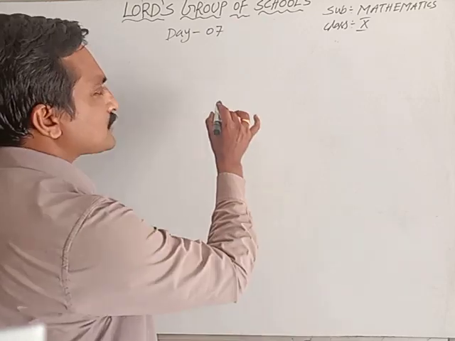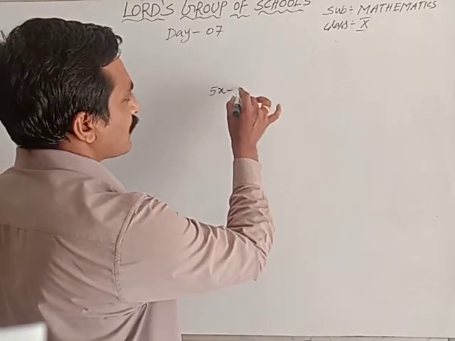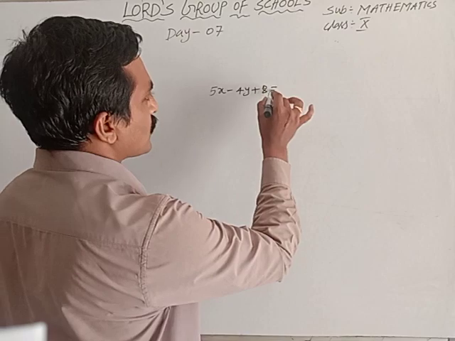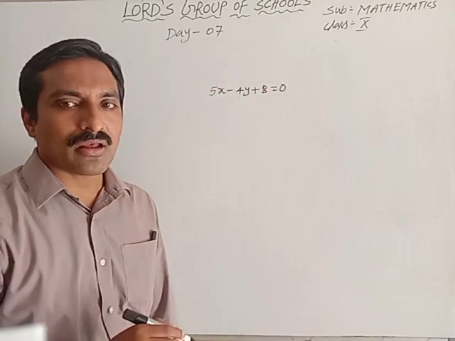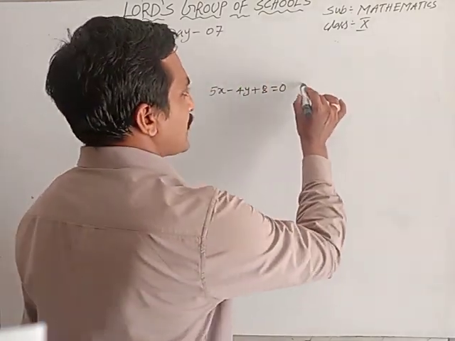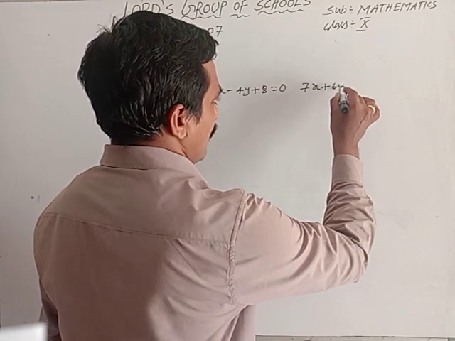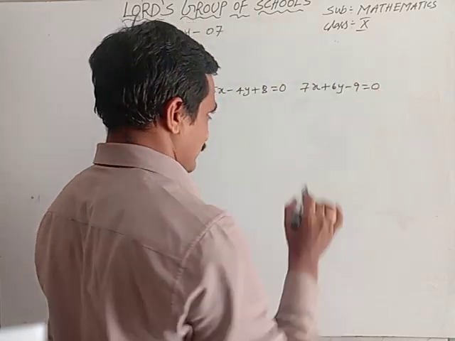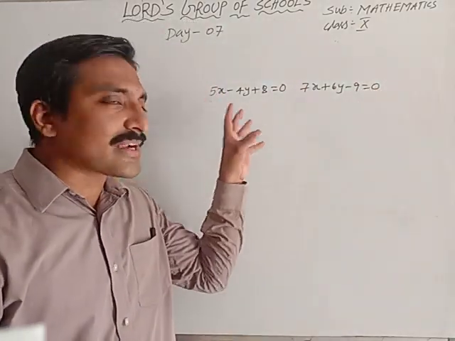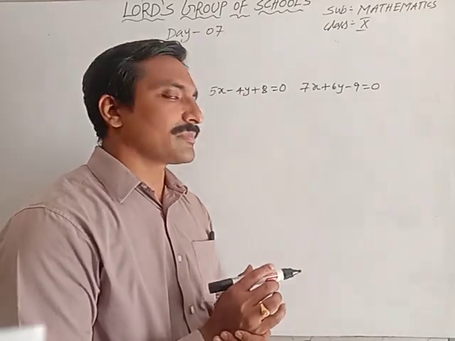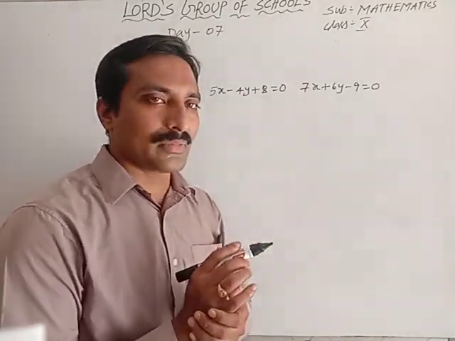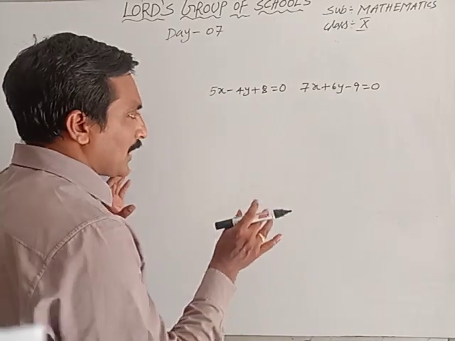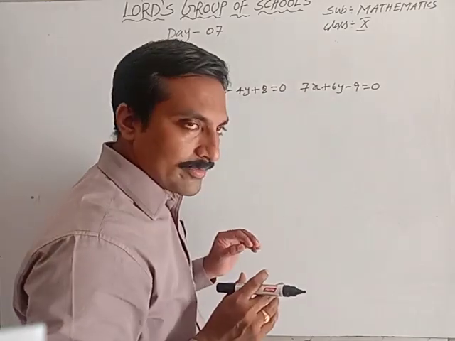Now 5x minus 4y plus 8 is equal to 0. One equation. Second equation, 7x plus 6y minus 9 is equal to 0. What type of lines, without doing a graph? That is what it is asking. First of all, what are the given two linear equations?